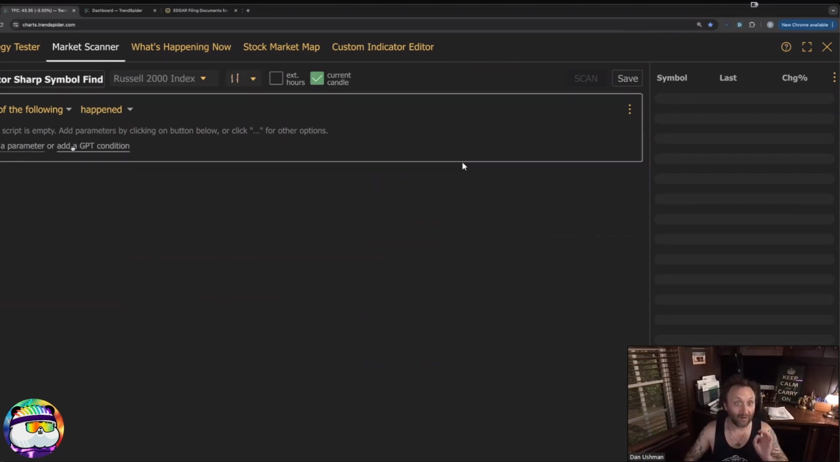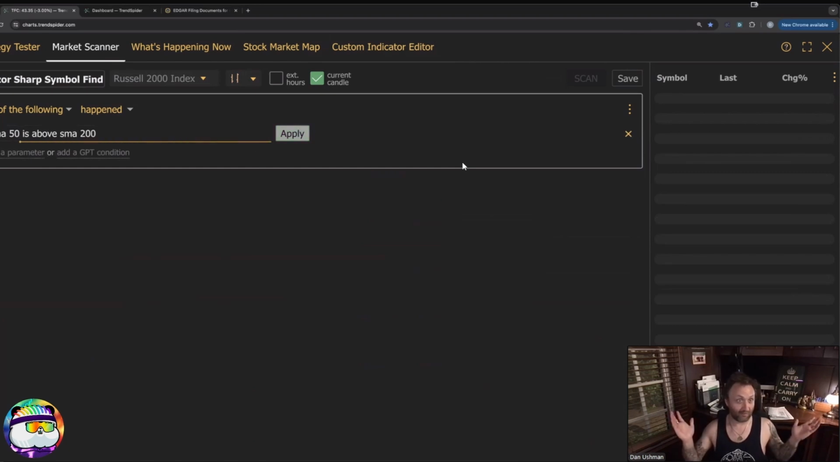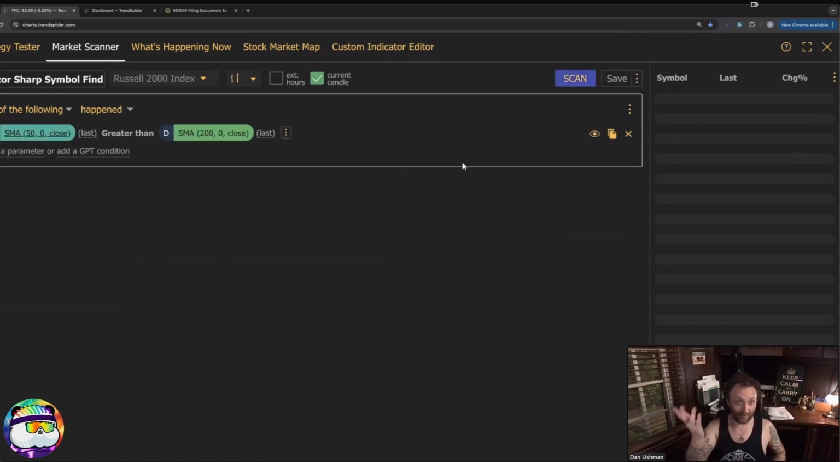Next, we're going to tell it what to look for. So we told it where to look and when to look, and now we're going to say what to look for. And there's a lot you can do here. I'm going to show you the easiest way of adding conditions with ChatGPT. SMA 50 is above SMA 200, right? Just type it. It's going to ask ChatGPT to give you the condition. It's going to give you the condition. You don't have to do anything.